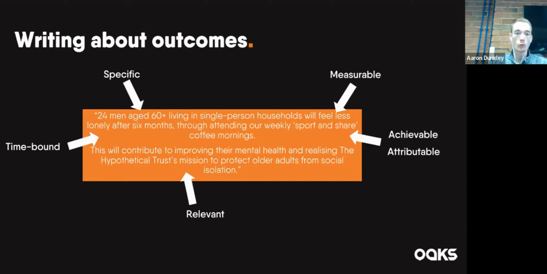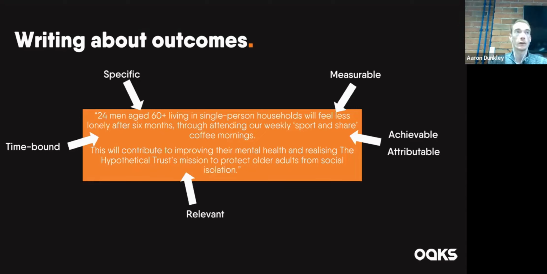It's relevant. So if you've highlighted that people feeling less lonely is an outcome you want to achieve, then you can bring that back to whatever trust, foundation, or grant making body, whatever their mission is. So the mission of a hypothetical funder is to improve mental health and protect older adults from social isolation. So making that relevant, and it's time bound as well. So it's after 6 months. So it's highlighted when you're going to be looking at measuring that change.